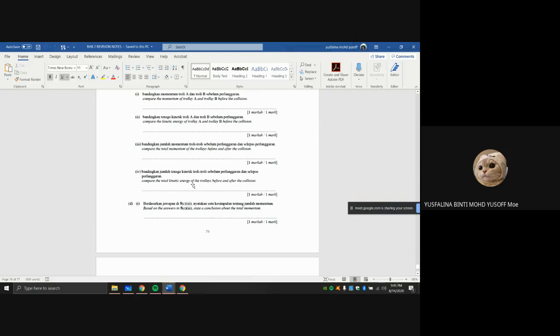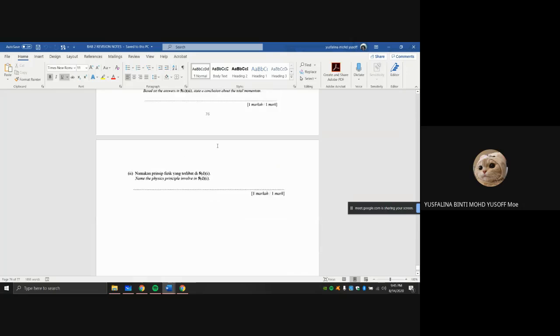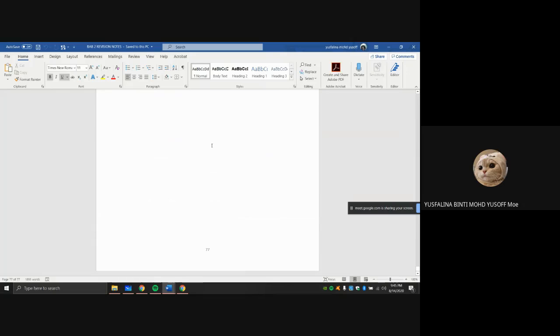So for D1, it said based on the answer in 5C3, state a conclusion about the total momentum. So again, the total momentum before and after the collision must be the same, right? And then number 2, it said name the physics principle involved in 5D1. So this one is the principle of conservation of momentum. Okay.